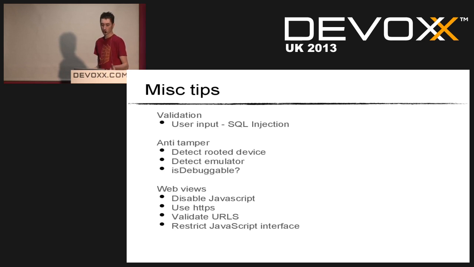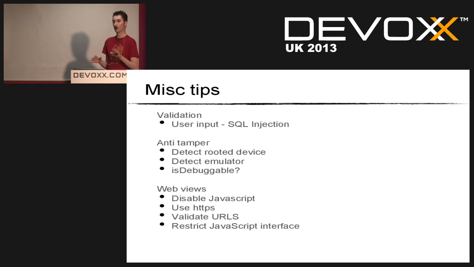Other anti-tamper things you can do: you can detect if the device is rooted. You can detect it in a fairly hacky way. There's no Android dot isRooted or anything like that. There are a couple of different techniques you can use to check for SU. The most useful one is to actually try and run something as root, and if it works, you're rooted. In that scenario, you might want to bomb out of the app.